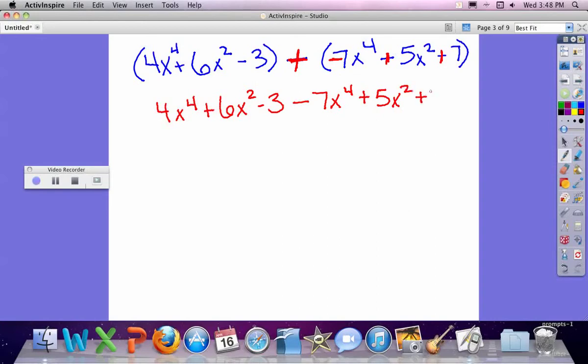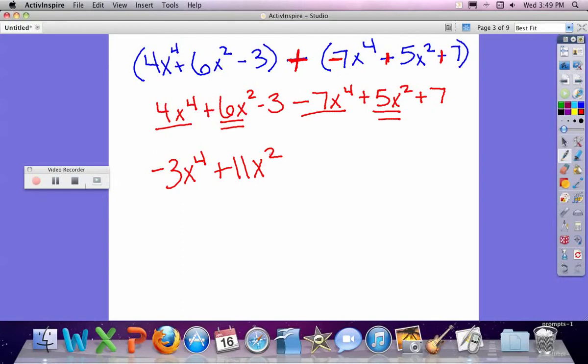Here's an x to the 4th. Here's an x to the 4th. 4x to the 4th minus 7x to the 4th will be negative 3x to the 4th. Here's an x squared. Here's another x squared. 6x squared plus 5x squared is 11x squared. You have to remember that when you're adding and subtracting, you do not change the exponents.